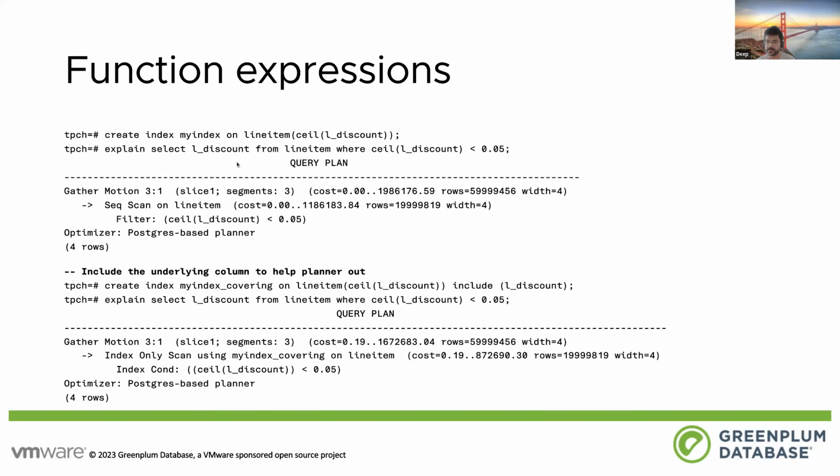The planner isn't smart enough to actually figure out that we can just use an index-only scan on L discount, right? However, if you were to help the planner out a little bit by including this column right here as cargo, it actually is able to figure it out. It is then able to use the index-only scan, as you can see. So something to keep in mind when dealing with function expressions. This is also another point of improvement. Ideally, you wouldn't need to include this extra column here, but for now, you would have to.